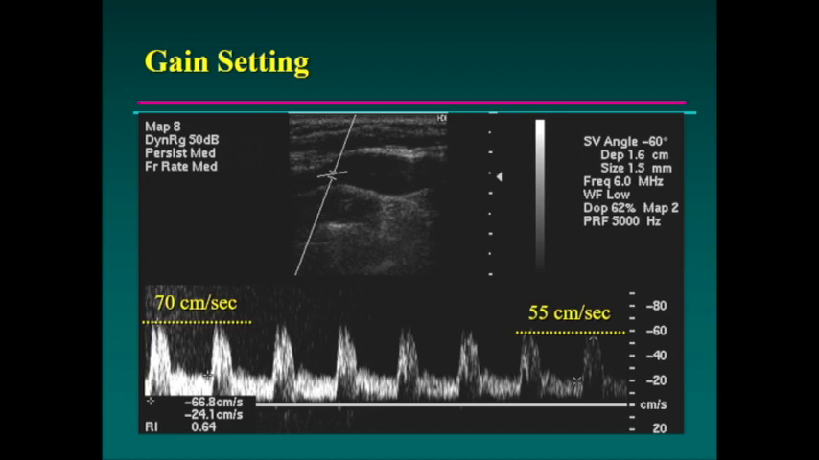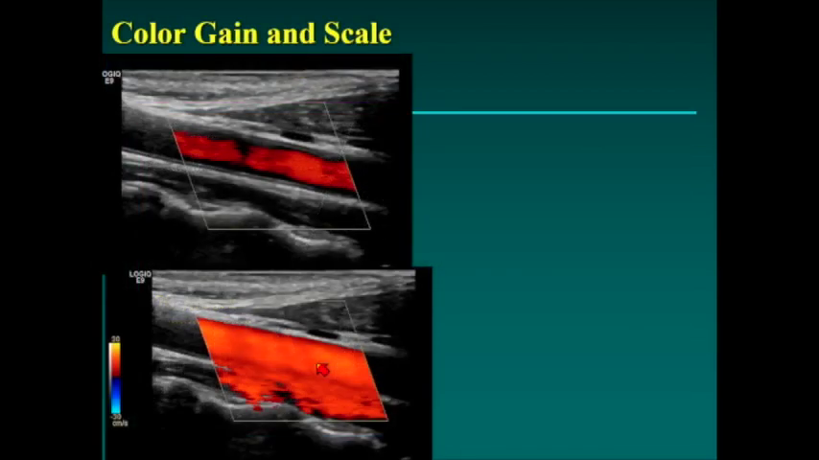So things as simple as gain setting can change what you will see, record, and measure. So here's an example of that. This is gain setting that was changed from this one here to something much less, and you can see that if you took these at face value, and obviously this one is starting to get a little bit on the weak side, you could get a measurement difference of 15 or more centimeters per second. So optimal gain settings has consequences in spectral Doppler and those measurements, but also within color Doppler.